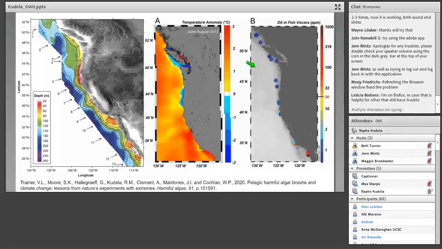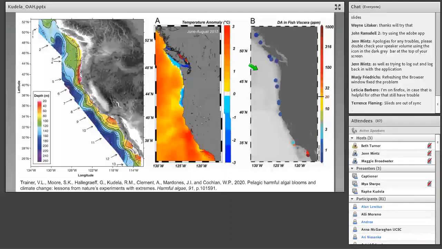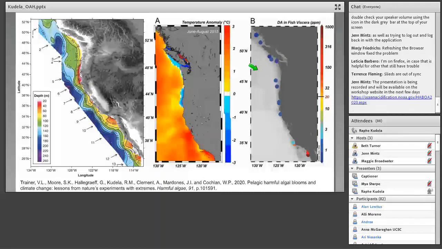And one of the things we're really interested in, of course, is how does that manifest at higher trophic levels? And so from that 2015 time period, everywhere you see a colored dot, we detected fairly high levels of domoic acid in fish viscera. And so that's really the interest, is how are temperature and ocean acidification and these other drivers manifesting as potential ecological problems.